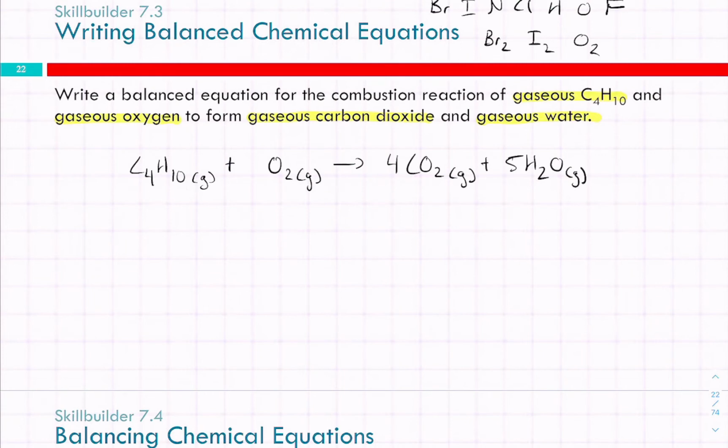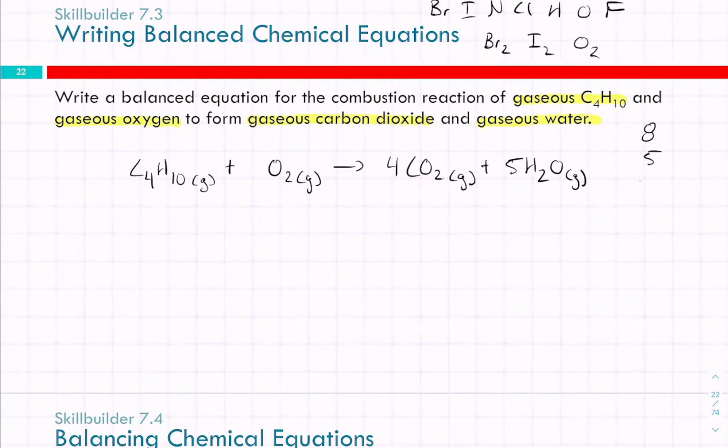And now we can balance the oxygens, because carbon and hydrogen are both balanced. So this is going to be 4 times 2, so there's going to be 8 oxygens there. I'm just going to do a tally on the right here. 8 oxygens there, and then there's also oxygen in water, and that's 5 times the 1 oxygen per water, so it's going to be another 5. So we're going to have 13 total oxygens now in our products.